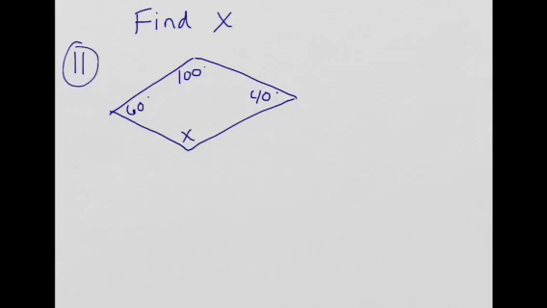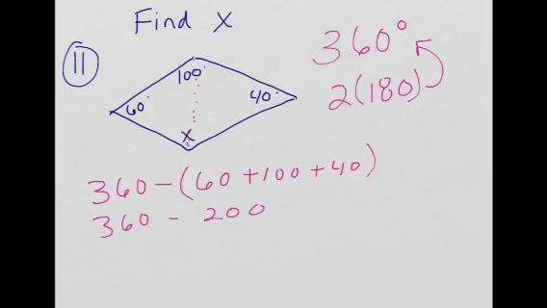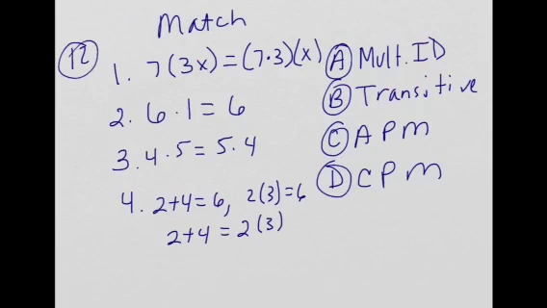Find x. Now, we know that a quadrilateral is equal to 360 degrees. And the way that we know that is that we can divide that quadrilateral into two triangles, and 2 times 180 is 360 degrees. So all we need to do is add up our angles and subtract it from 360. So 360 minus 60 plus 100 plus 40. So 360 minus 200 is going to equal 160 degrees. And that's how many degrees x is.